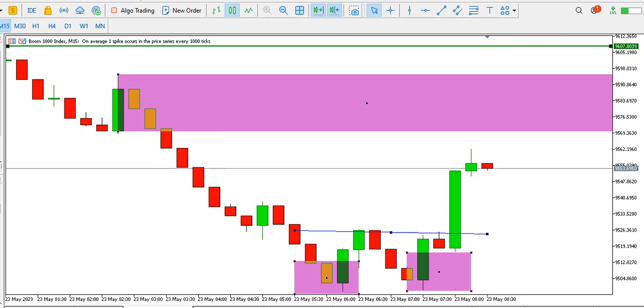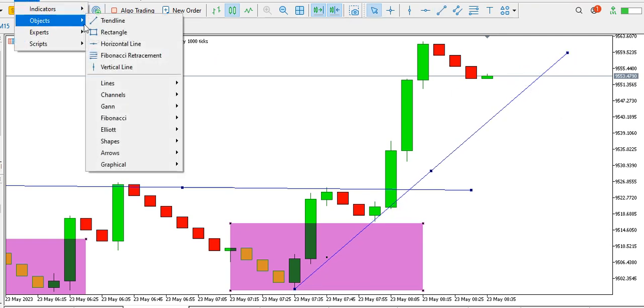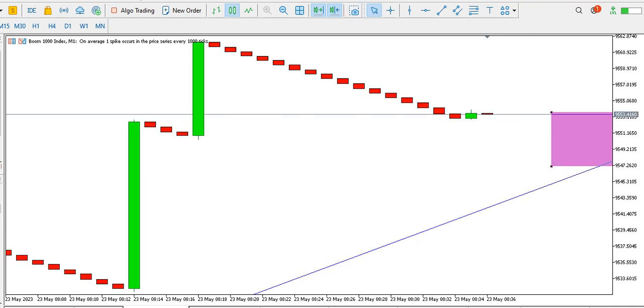All right, on the 5 minutes time frame, you can see that the price of boom 1000 index is going up. We have this low around here, high, this low again, this high, this higher low, this higher high. So price might follow this ascending trend line, and on getting to this point, price could get a lift and then go further up. So that's that for the 5 minute.